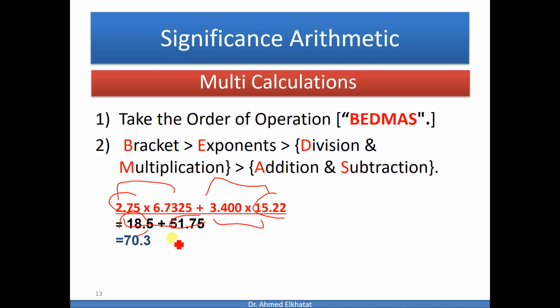To write it in scientific notation, it will be like this: 0.703. Or you can write it as 7.03 as well. It's fine because the range should be from 0.1 to 10. So either is correct and you have the same significant figures.